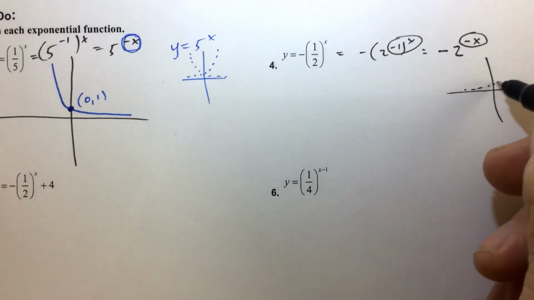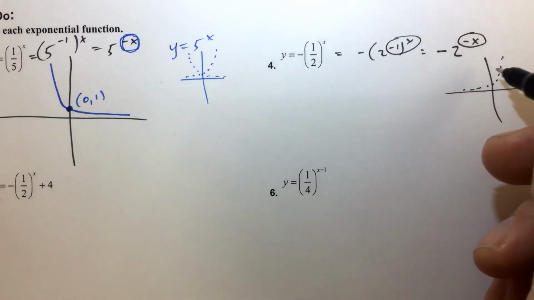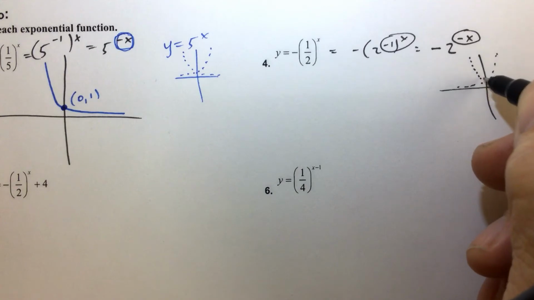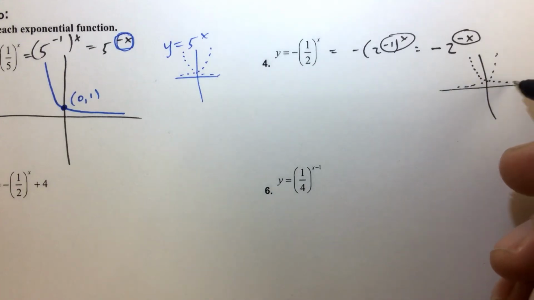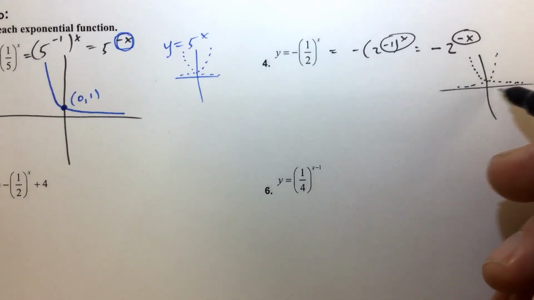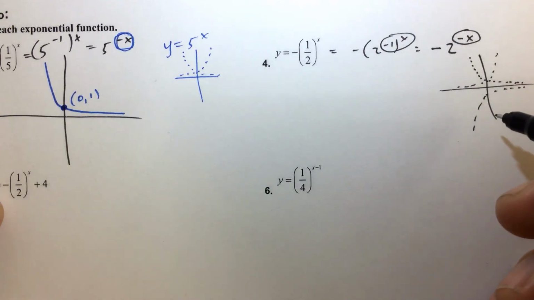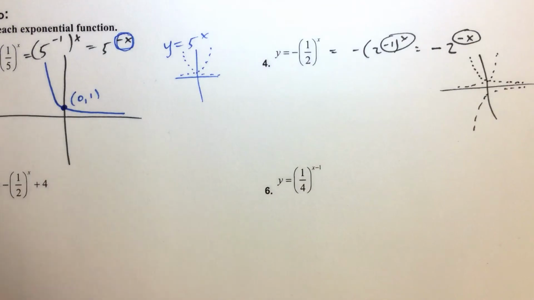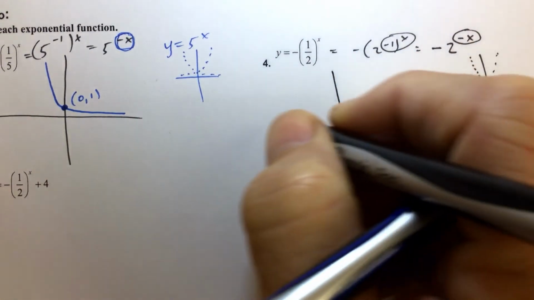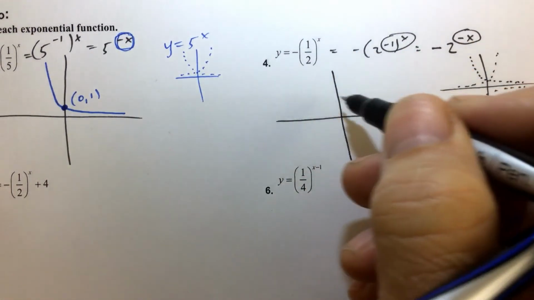So here we start with 2 to the x, then we reflect that about the y-axis, and then we take that guy and we reflect it about the x-axis. Do you have to go in that order? No. So let's do that over here. We don't have to go in that order. We could reflect about the x-axis first.